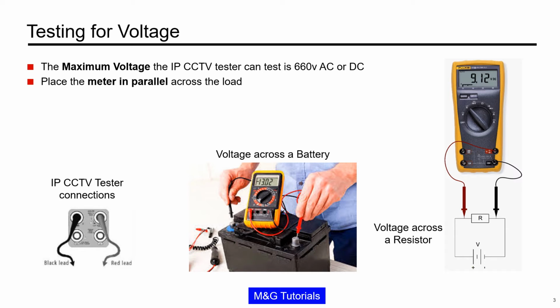Testing for voltage. The maximum voltage the IP CCTV tester can test is 660 volts AC or DC. Place the meter in parallel across the load.